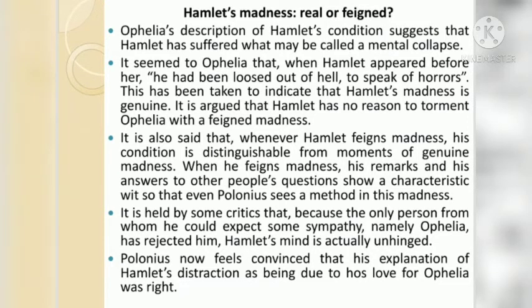Polonius is seeing a method, a certain kind of justification to Hamlet's behavior. So we can clearly distinguish between Hamlet's feigned and real madness. It is held by some critics that because the only person from whom he could expect some sympathy, namely Ophelia, has rejected him, Hamlet's mind is actually unhinged.